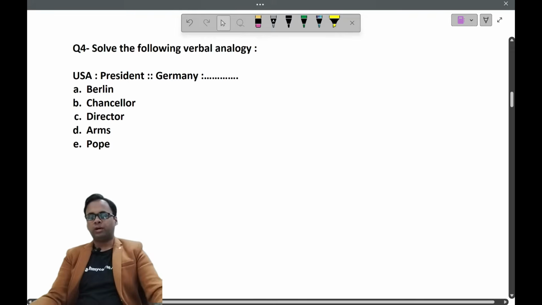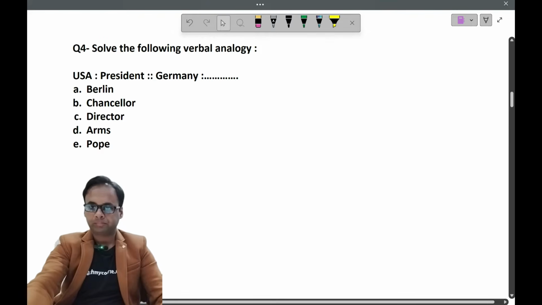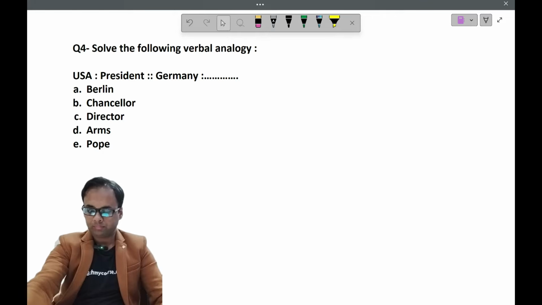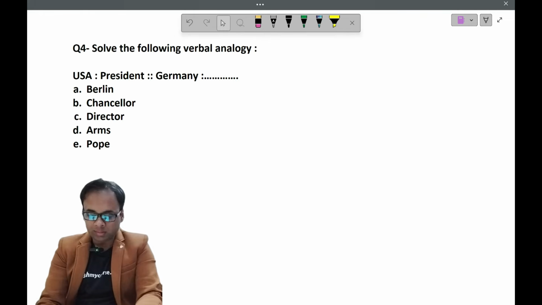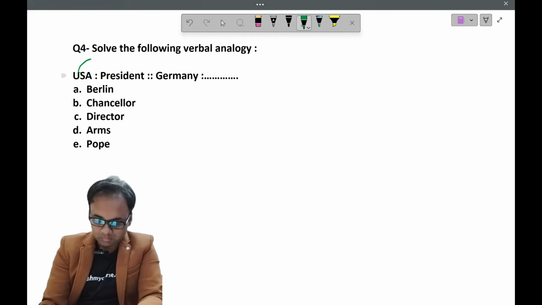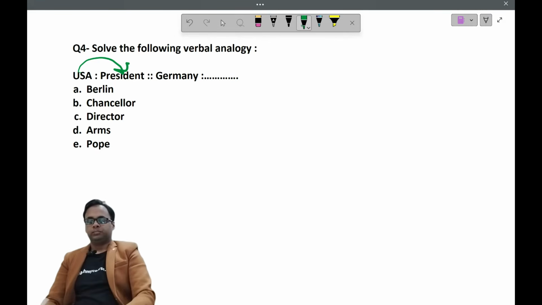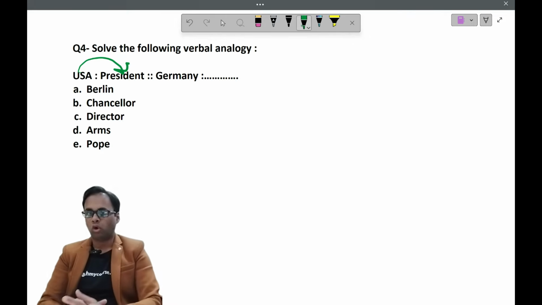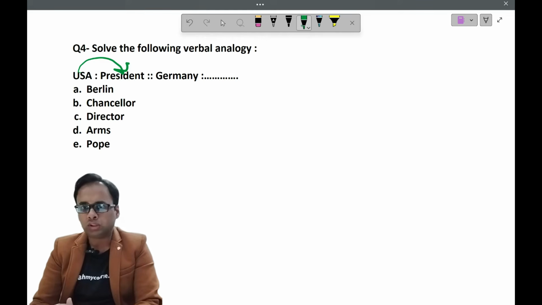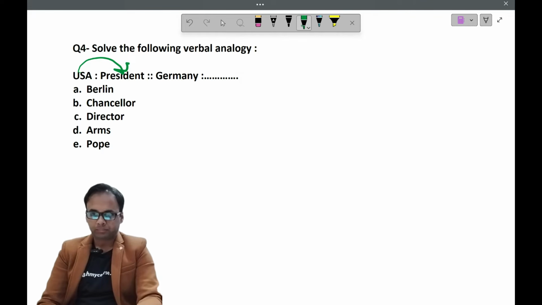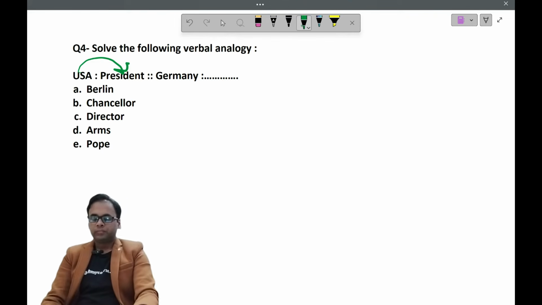Solve the following verbal analogy. The verbal analogy is like this: USA has a president, so what does Germany have? Who is actually the head of state for the USA? That is the president. The president has the maximum powers in the USA. Who is the head of state for Germany? Berlin, Chancellor, Director, Arms, or Pope?